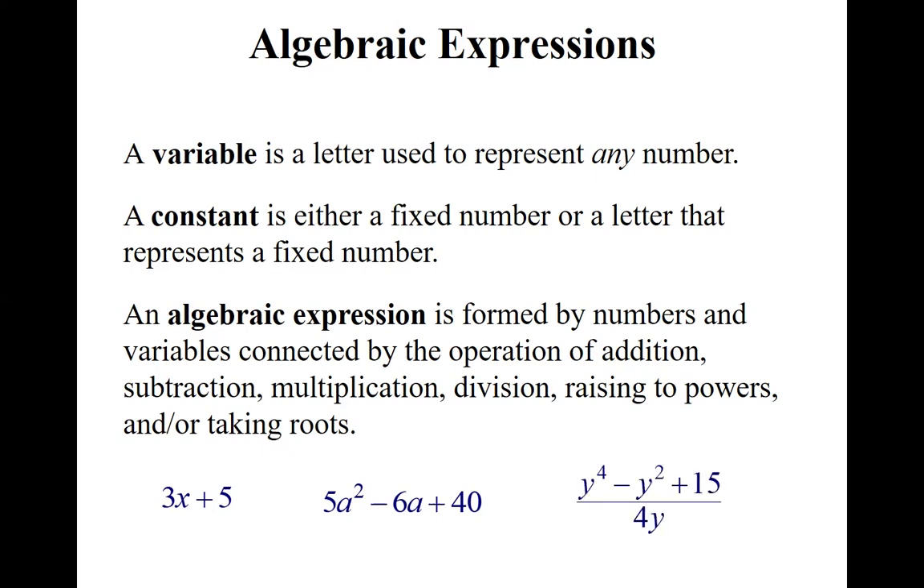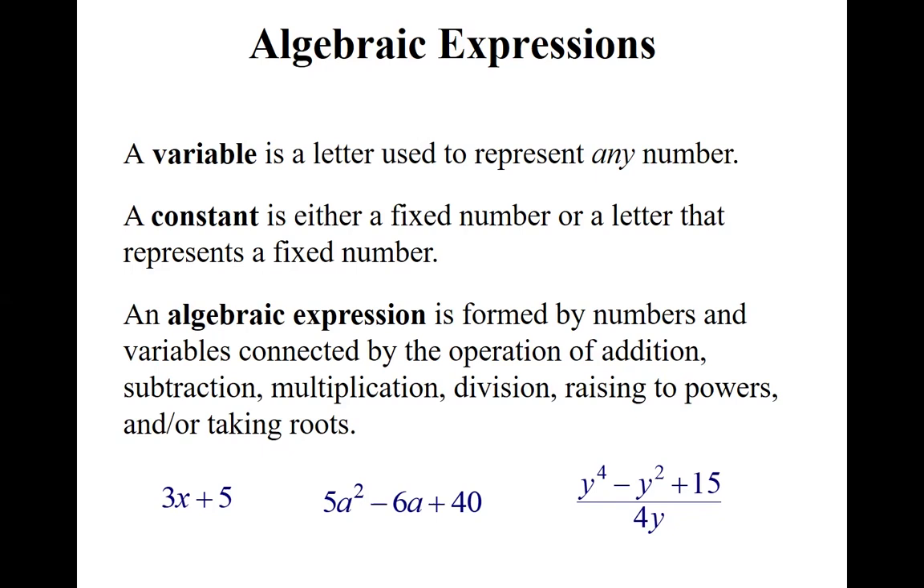Y to the fourth minus y squared plus 15 all over 4y. On top, we have an algebraic expression. On the bottom, we have an algebraic expression. And the fractional notation, the rational notation, just means divide. Take the top, divide by the bottom.